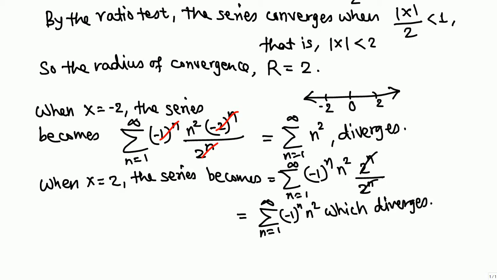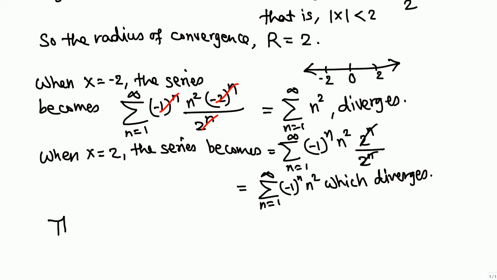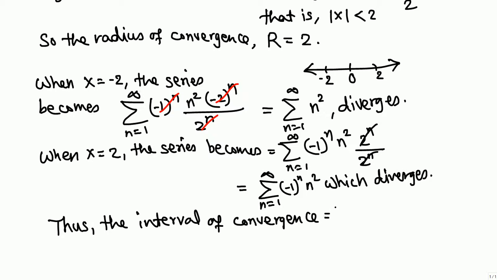So the interval of convergence does not include the endpoints. Finally, the interval of convergence is -2 to 2.